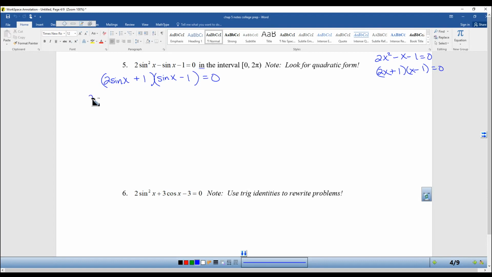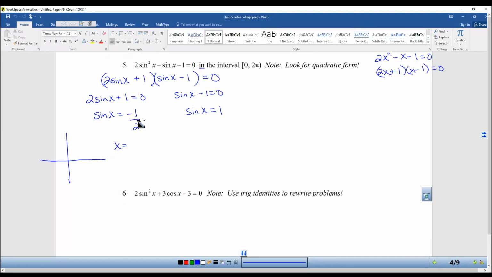Once I have my two factors, I set each one individually to be equal to 0. And I solve each one individually. This is going to be sine of x is equal to, I subtract 1 and divide by 2. And this one I just need to add 1. So this is negative, so remember you have to use your forecast. I need to get both answers.